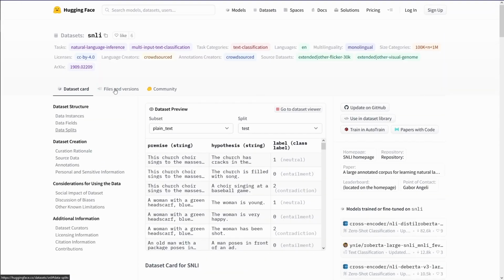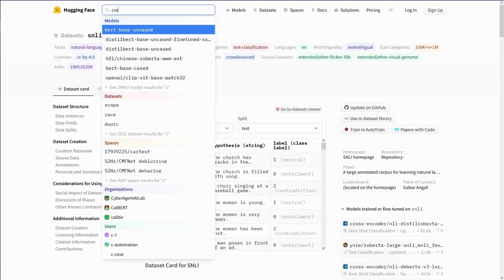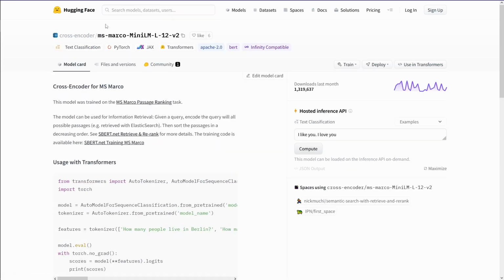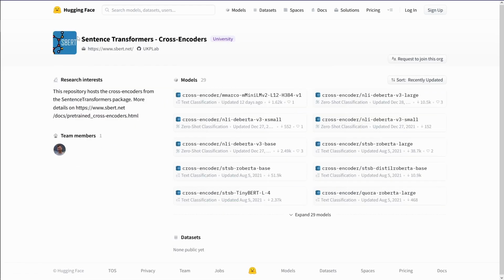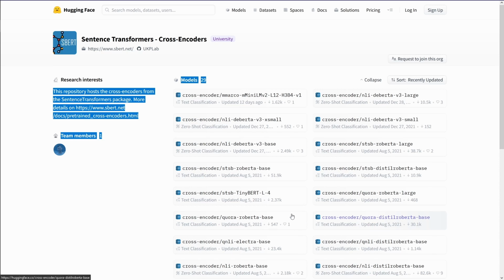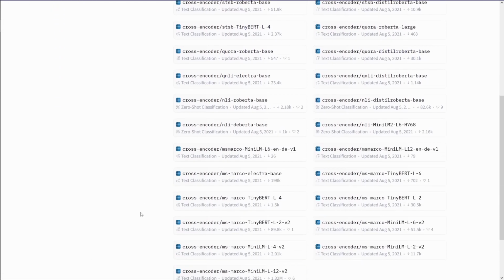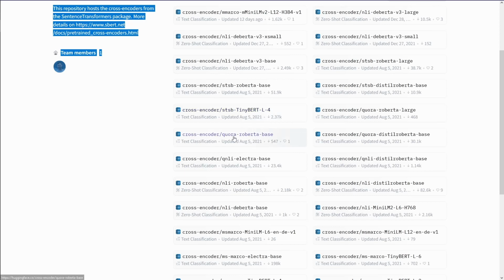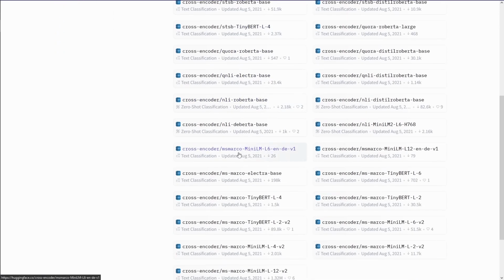Because let's go back to HuggingFace. Let's go here and say cross-encoder. How many cross-encoders do we have? We have 29 pre-trained cross-encoders ready for us that you can just download and use. And here, 12 layers, 384 dimensions. You have NLI, Roberta small, base, tiny L4. Roberta base, is there a large? Come on, where is the large one? The really heavy one.